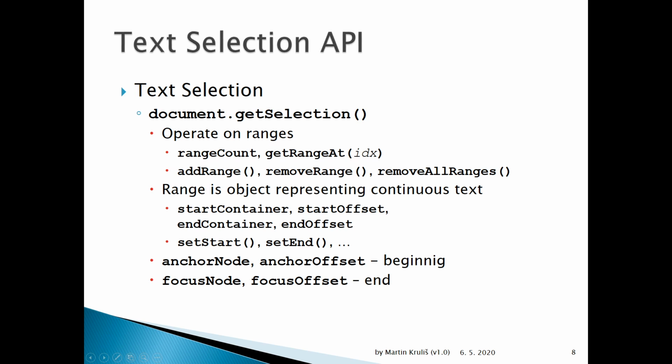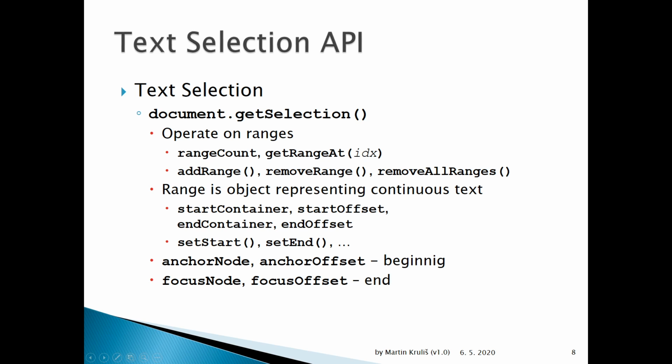Each range is again an object which represents one continuous selection of a text. The start container and end containers refer to DOM nodes where the actual selection starts and ends, and their respective offsets are the indices inside the text, so they are basically offsets inside the characters of the text.